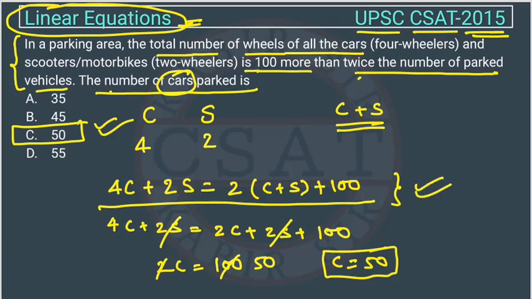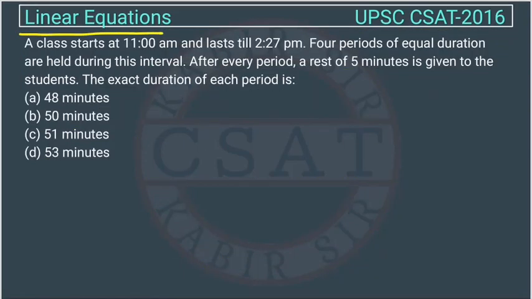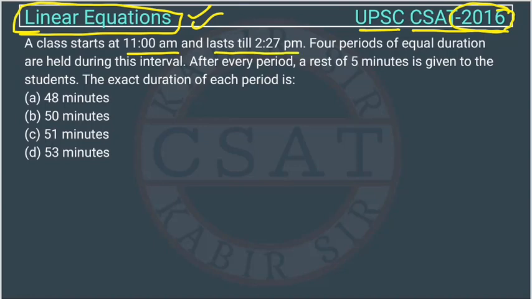Okay. So this is a linear equation type of question asked by UPSC in their CSAT exam of 2016, right? A class starts at 11 a.m. and lasts till 2:27 p.m. 4 periods of equal duration are held during this interval. After every period, a rest of 5 minutes is given to the students. The exact duration of each period is. So they are asking the exact duration of each period.